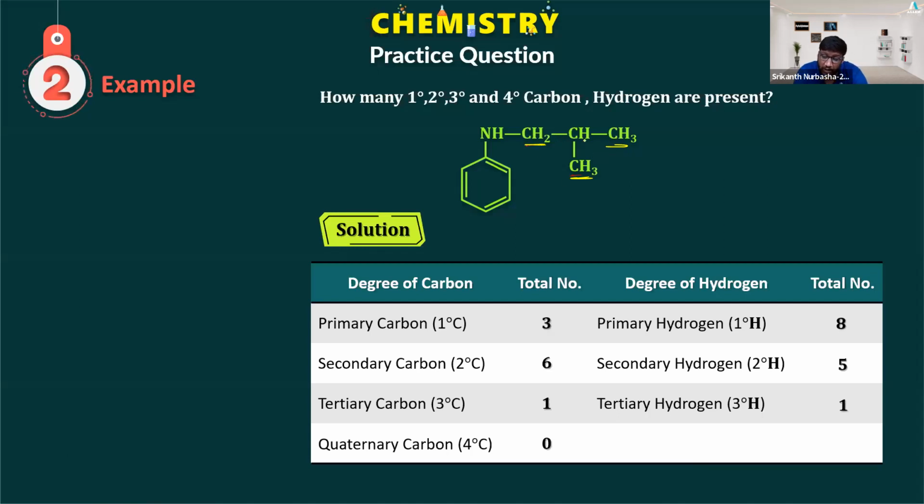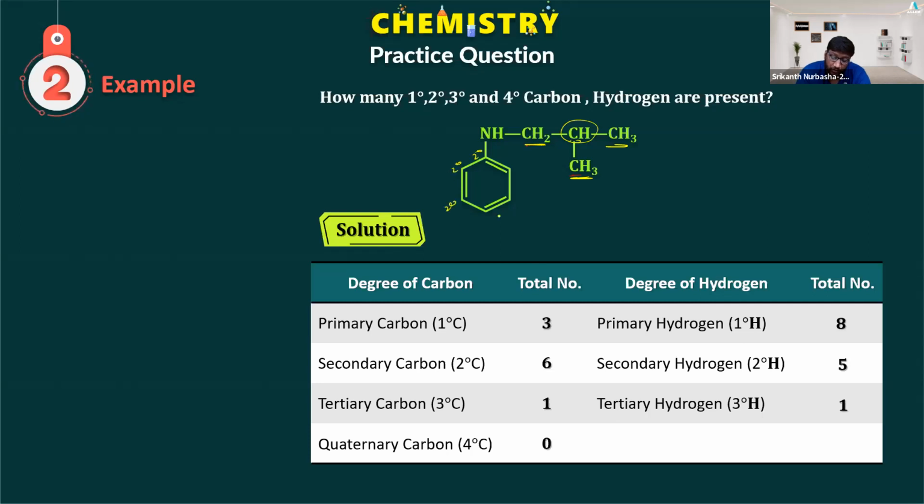How many hydrogens are there in those 3? 3 plus 3 plus 2, that is 8 hydrogens. So 3 primary carbons and 8 hydrogens are there. What about secondary carbons? 6 secondary carbons and secondary hydrogens are 5. Tertiary carbon is only this particular carbon. So these are all secondary.